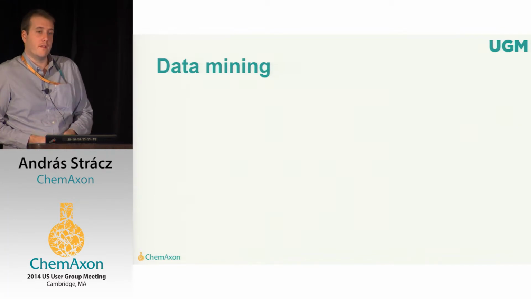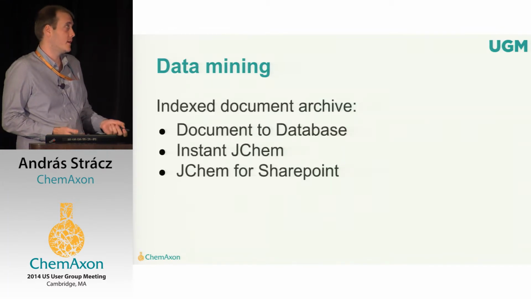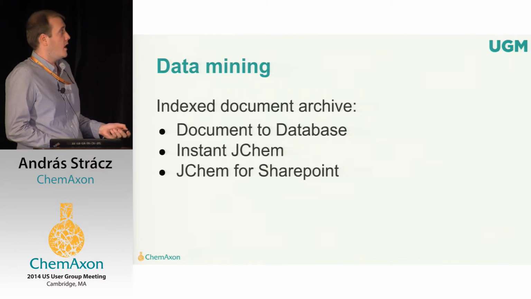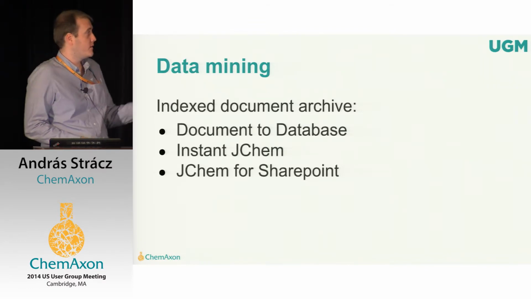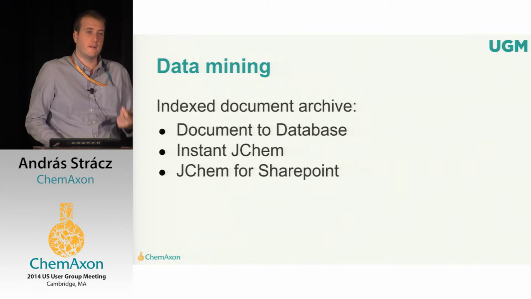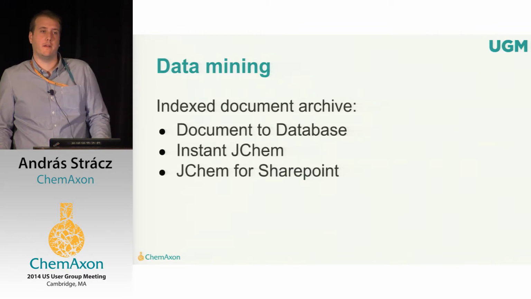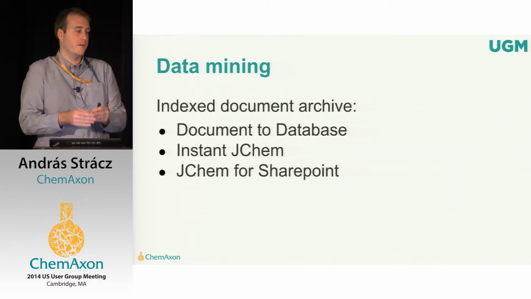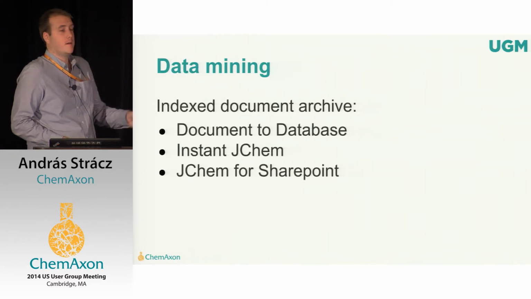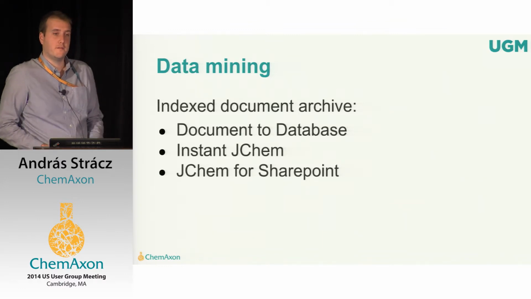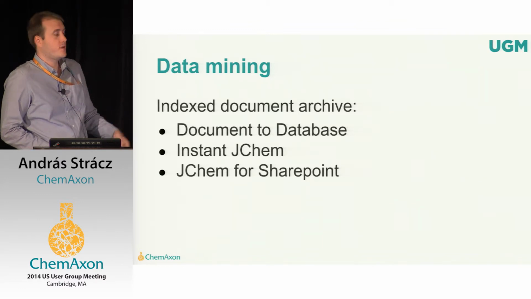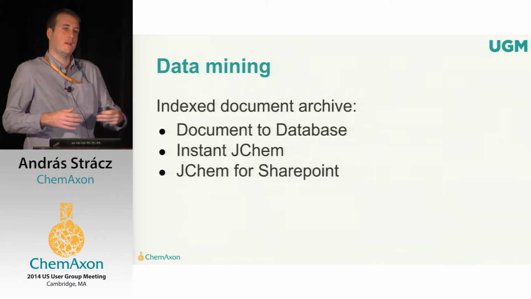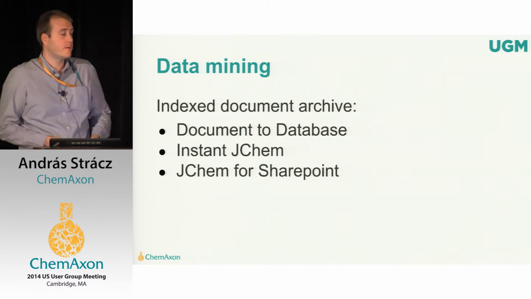If you have even more data, if you want to create an indexed document archive, then we have a few different tools there as well. We have document to database, which is like this toolkit. It creates a relational database out of all of your documents: structures, documents, occurrences. We have Instant JChem to handle all of that data with very nice forms. And we have JChem for SharePoint, which has a very nice solution for this problem as well. Index all your documents so that you can search them.